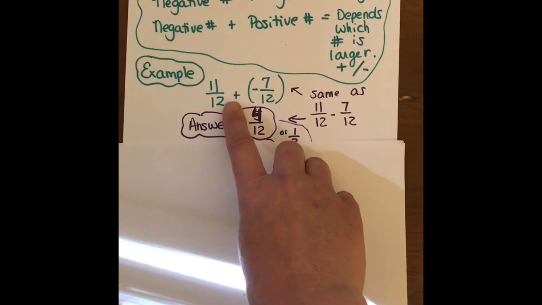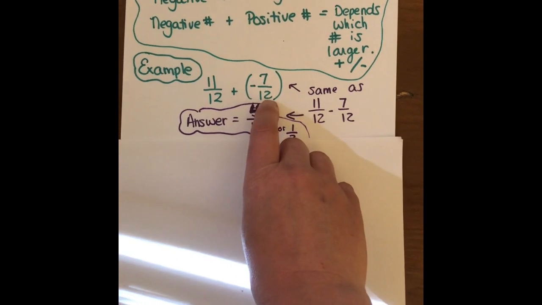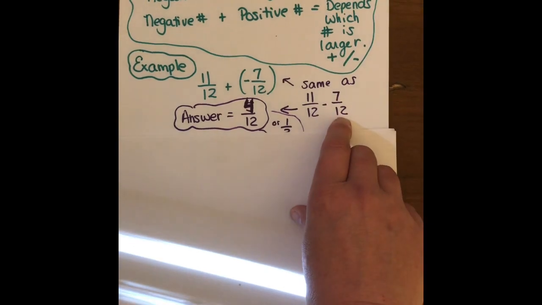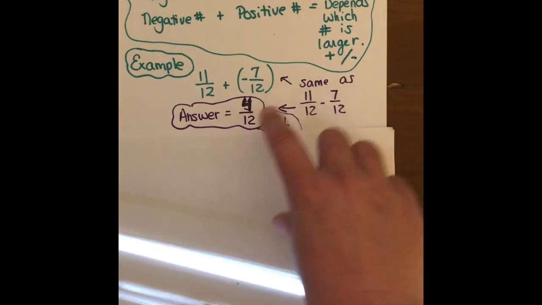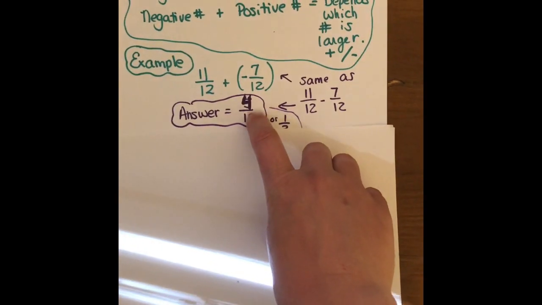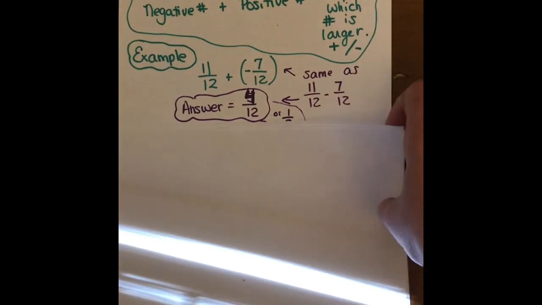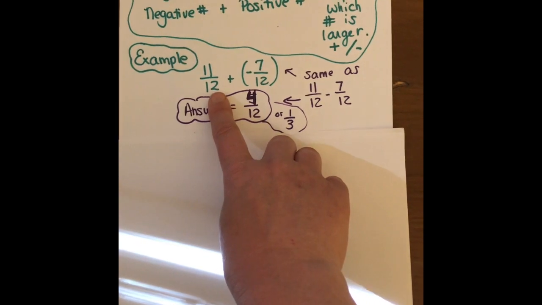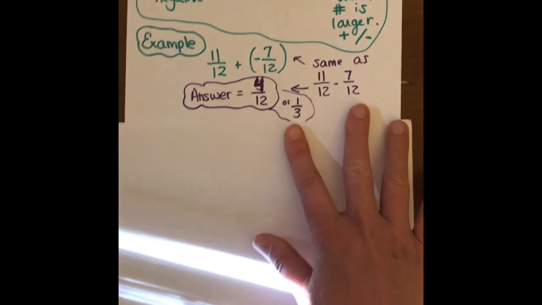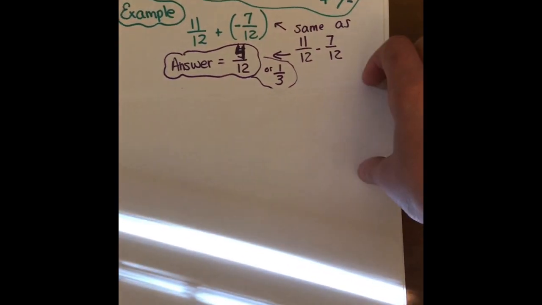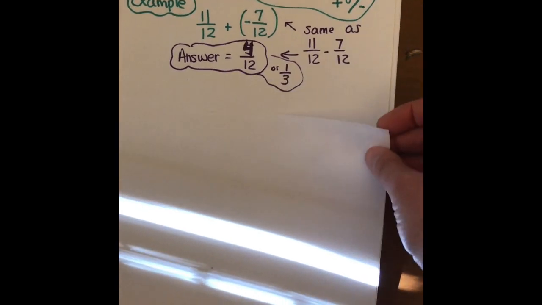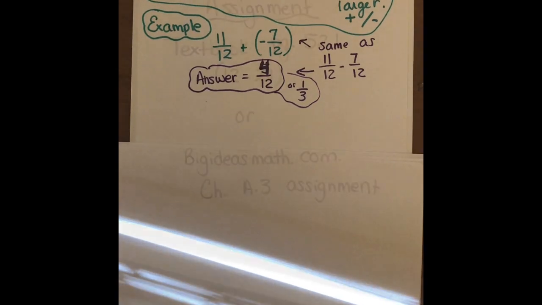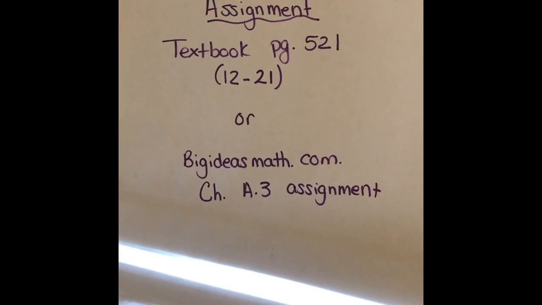Example, 11/12 plus negative 7/12. That's the same as 11/12 minus 7/12. And your answer would be 4/12, and you can simplify that to 1/3. And it's positive because we started with a larger positive number. And that's it for the notes.